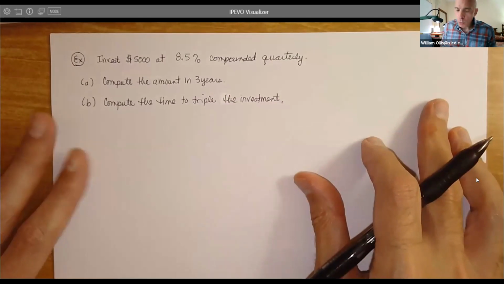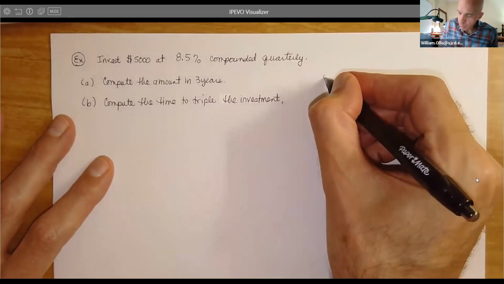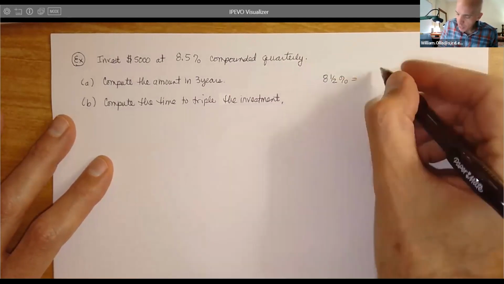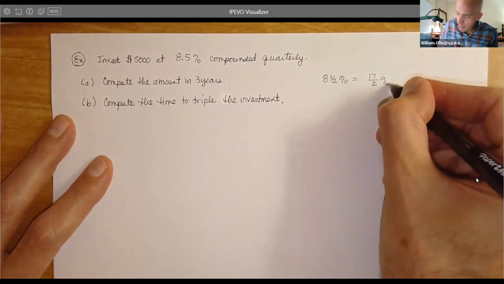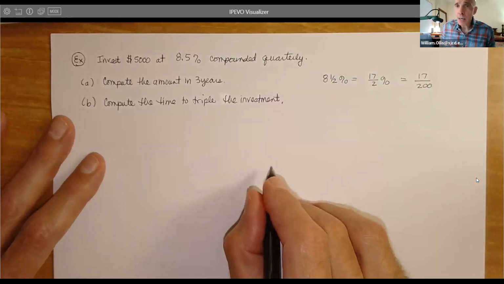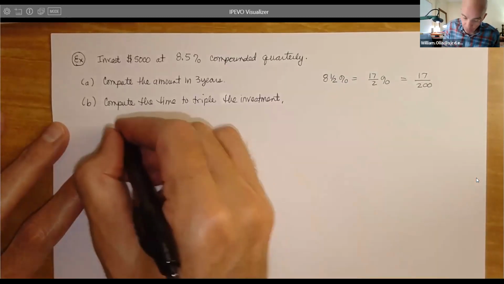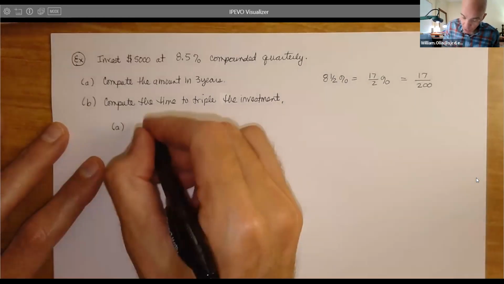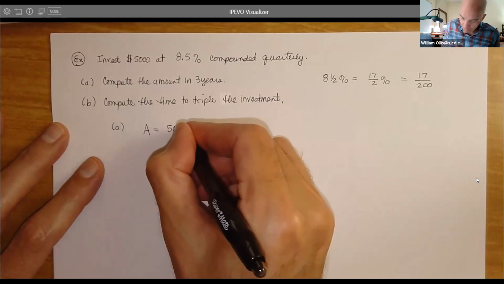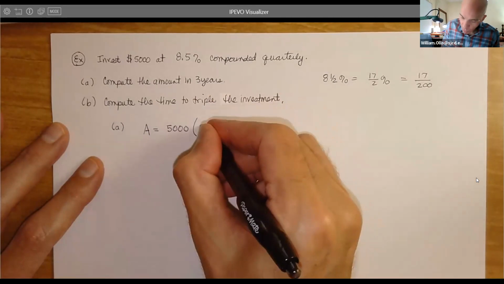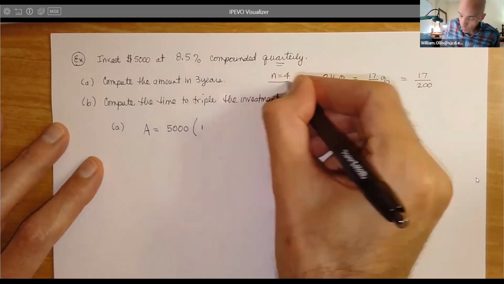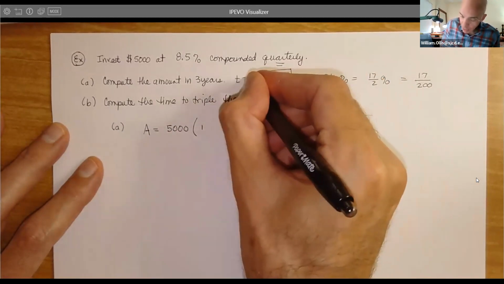Okay, so we look at this and say, well, let's just say 8.5%. That'll be 17 over 2%. So that's just 17 over 200, if we write that as a fraction. And now for A, this is review, but it's always good to do this. This A will be 5,000. And then we have 1, and this is quarterly, right? So N equals 4 for quarterly. And we have T equals 3.